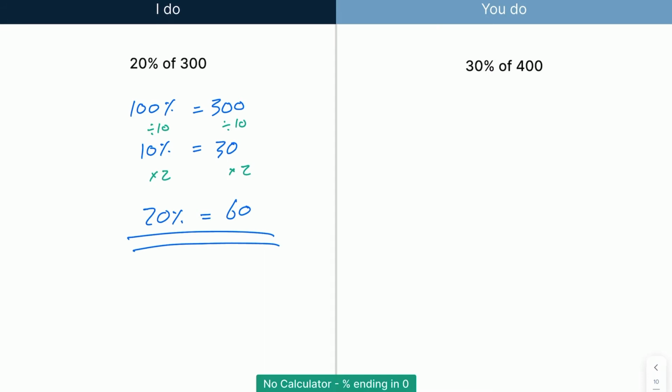So on the right, again, hopefully you've pressed pause now to go like this. So the original amount, 400, represents 100%. Okay, now I'm going to find 10%, so I'm going to divide each side by 10. And now the question is asking for 30%. So to go to 30%, I'm just going to times each side by 3. So times this side by 3, times this side by 3. So that's 4, 8, 12. So that gives me 120.